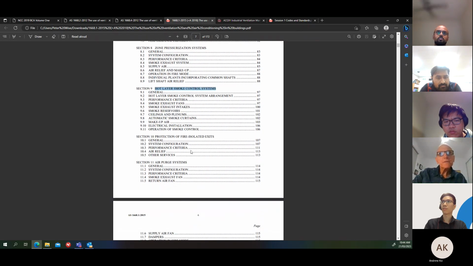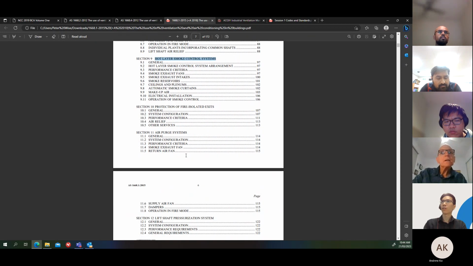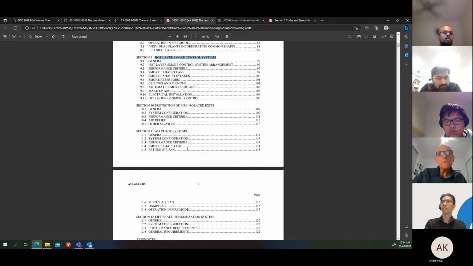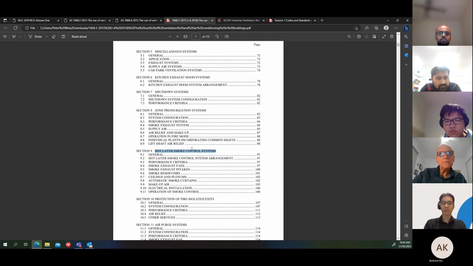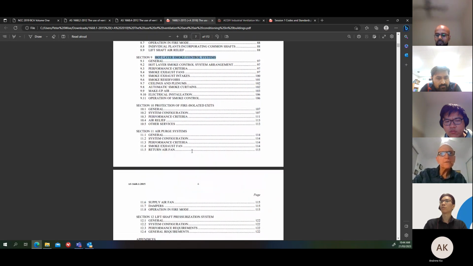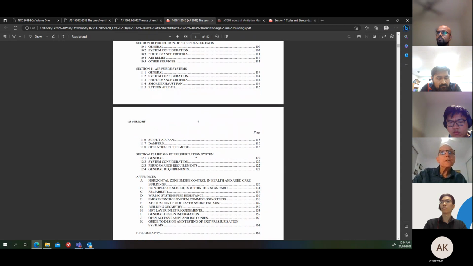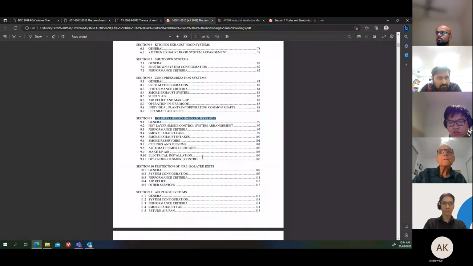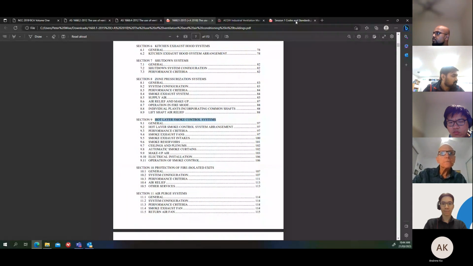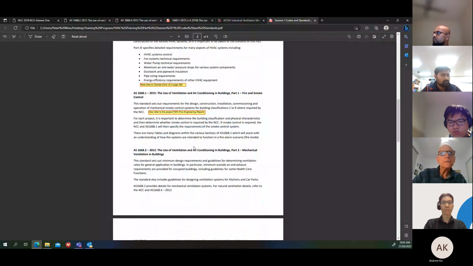Protection of fire isolated exits, stair pressurization, escape passageways, etc. Air purge systems, not used very often, but it's another option. Generally in a multi-storey building, you'd see a zone pressurization, but you can use air purge. The difference is the large air quantities required in the air purge system. So you don't see them very often. And so on. So I won't go through that in detail because there's too much in there, and you can have a look.